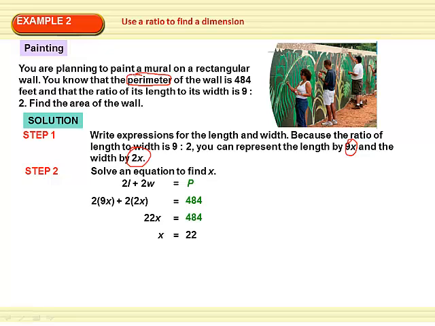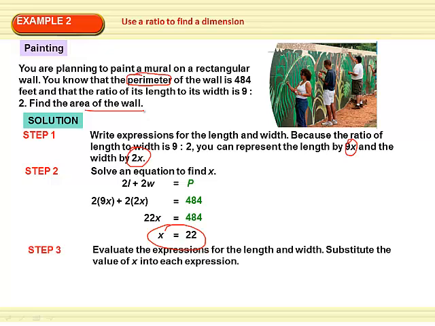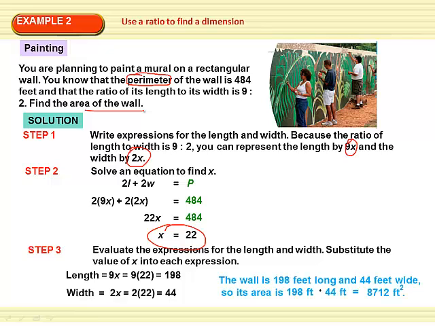But it says find the area of the wall, so just finding 22 is not the entire answer to the problem. You have to evaluate and use substitution into each one of the length and the width. When you do that, the length is 198 and the width will be 44. Then area is going to equal length times width. That gives you 8,712 feet, and it's feet squared. You have to be specific with units in this particular chapter.